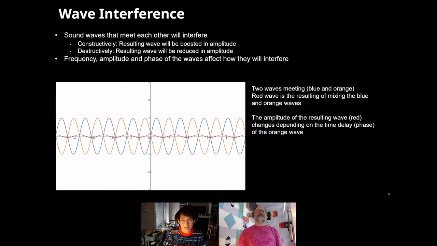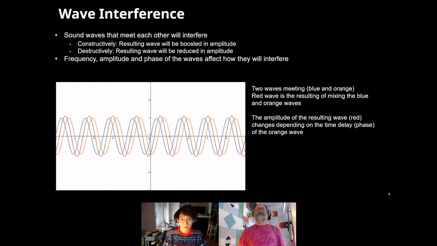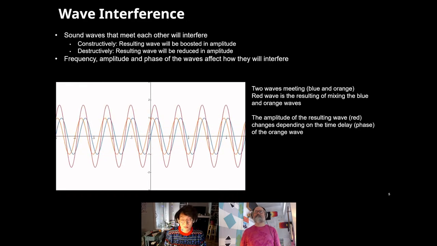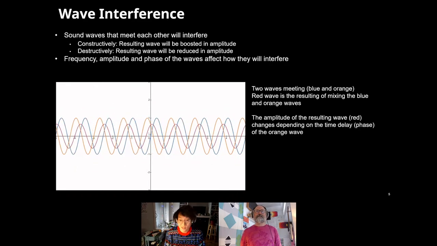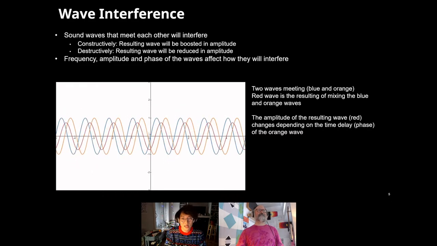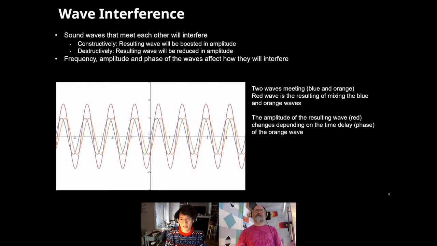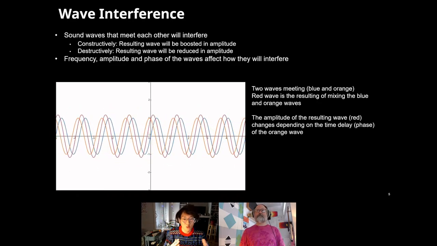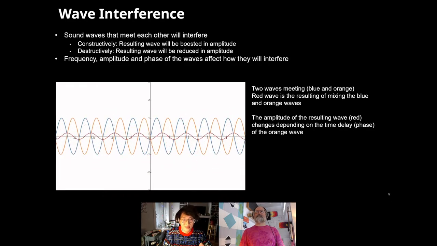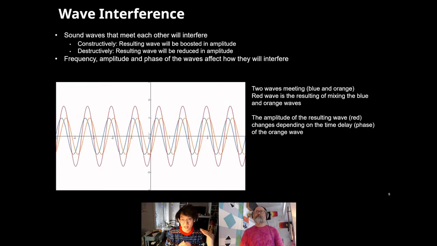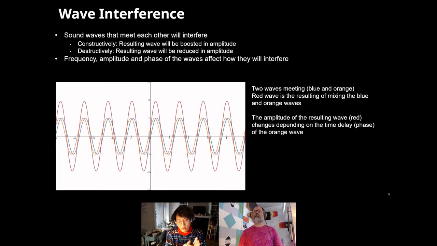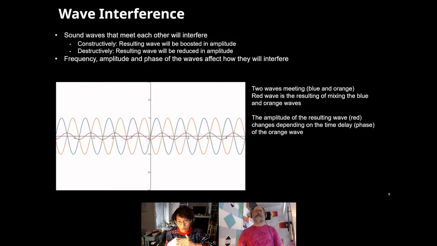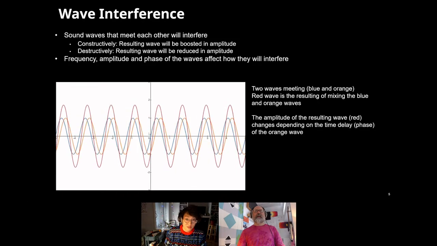Basically, the blue wave is staying stationary, but we're going to change the time delay of that orange wave. Or to put it in more technical terms, we're going to be changing the phase of that orange wave. When we increase the delay time of that orange wave, we're going to see some crazy interference starting to happen. When those peaks are lined up, the red wave has a high amplitude, that's constructive interference. As we increase the time delay of that orange wave, we see that amplitude decrease all the way down to zero before it goes back up again. So that's interference in a nutshell.